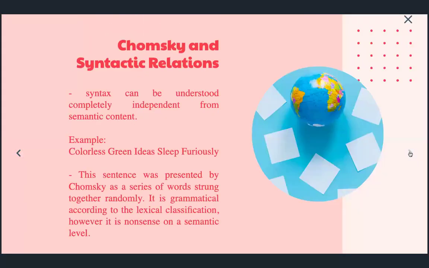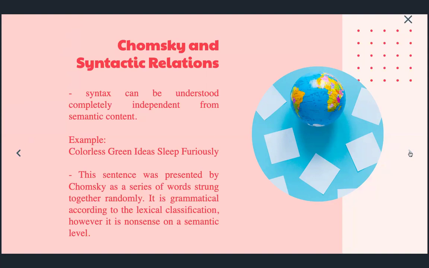Let's turn now to another important name in the history of linguistics, Chomsky. Here we look at Chomsky and his theory of syntactic relations. In this class, in week 4, we also briefly looked at Chomsky's proposal that syntax can be understood completely independently from semantic content. In this context, one funny example is his classic sentence, colorless green ideas sleep furiously.